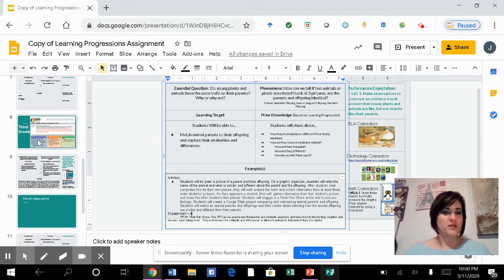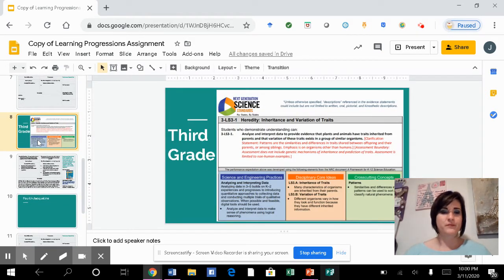Now, progressing on to the third grade level, we continue to build upon this previous information from looking at the parent and the offspring by now also analyzing and interpreting data to provide evidence that plants and animals have traits inherited from their parents, but now how it could also be similar to a group of particular organisms. So this, for example, could be looking at how two parents not only relate to an offspring, but also siblings.